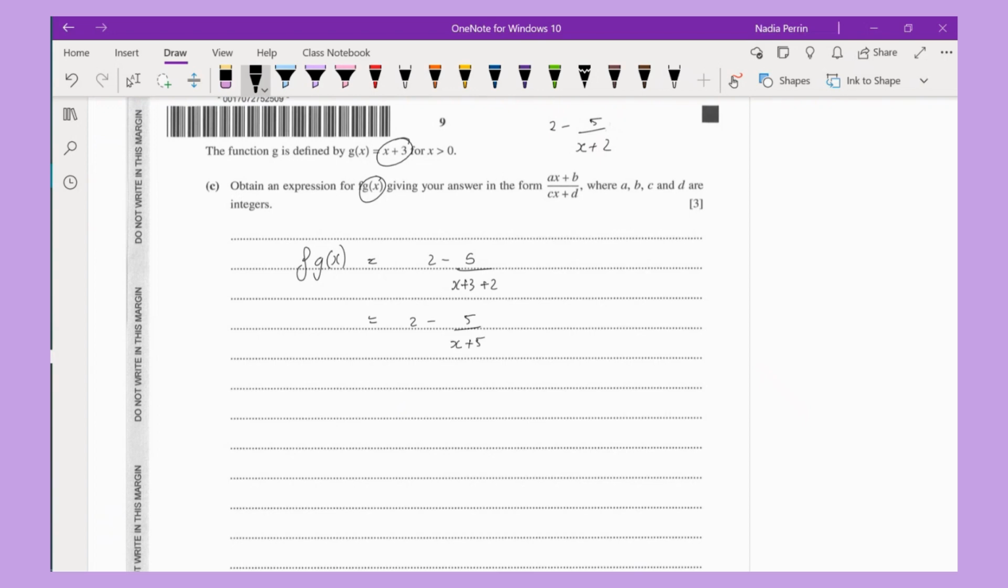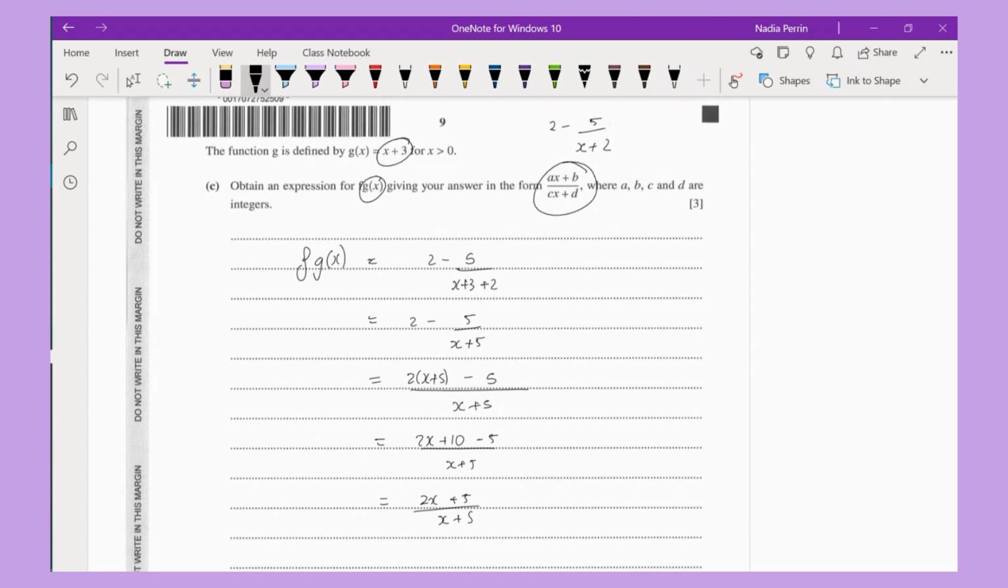But of course, they don't want us to leave it like that because that would be too simple. So they want us to rearrange it to look like this. So essentially, we're wanting to make them have the same denominator. So they're both going to be over x plus 5. In order to make this have that denominator, it needs to be times by x plus 5. And then that's going to be 2x plus 10. So that leaves us with 2x plus 5 over x plus 5. So that gives you what A, B, C, and D are.